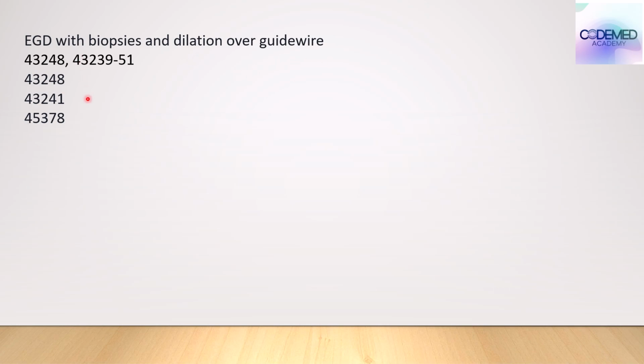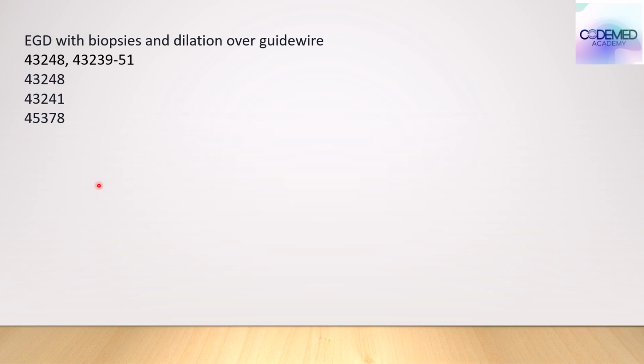Now we have the code. So if you see the code 43241, it is the code which talks about the intraluminal tube or the catheter, while 43248 talks about the insertion of the guide wire followed by the passage of dilation through the esophagus over the guide wire. So there is a dilation over the guide wire that has happened, so we will require code 43248.